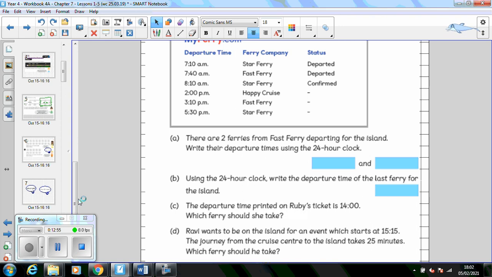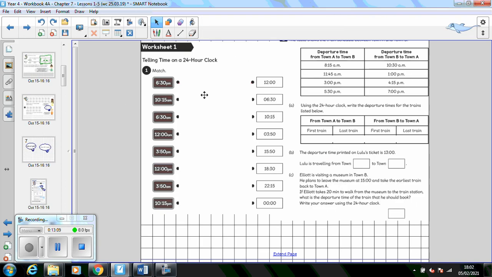Okay, guided practice is just on the video today and the worksheets are there for you. When you're ready to mark the worksheet, carry on playing this video. Okay, we're matching times here and then we're using the 24-hour clock to write departure times from this 12-hour table. Let's mark them.